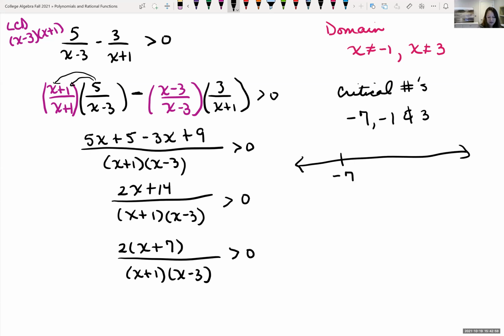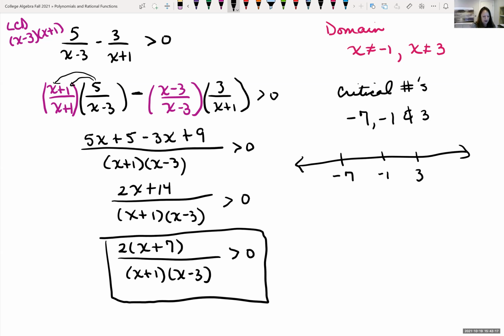So again, we have 3 separate intervals. This is not to scale. And so we have 4 different places that we have to test. Again, we're really just worried, is this positive or negative? We don't really need to know what the number is. And so let's look at a number less than -7. So x, how about, is a -8. So plugging in -8 plus 7, that's going to make that a -1 times 2 is negative in the numerator.